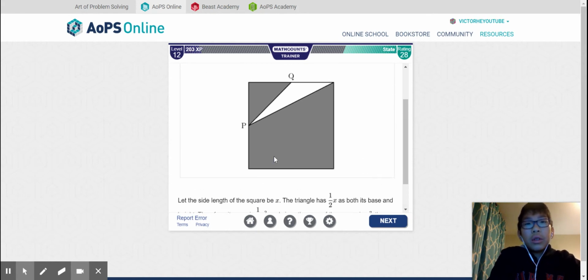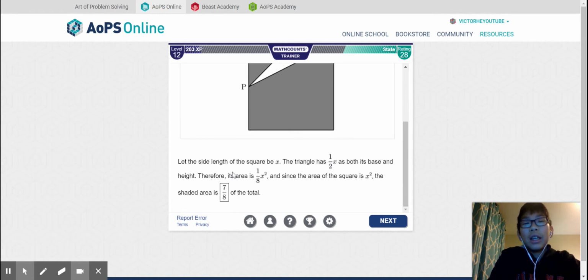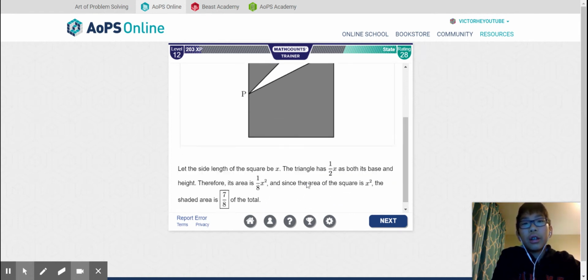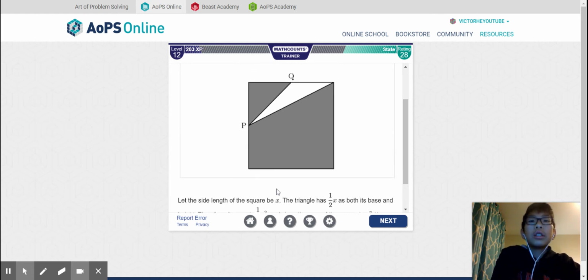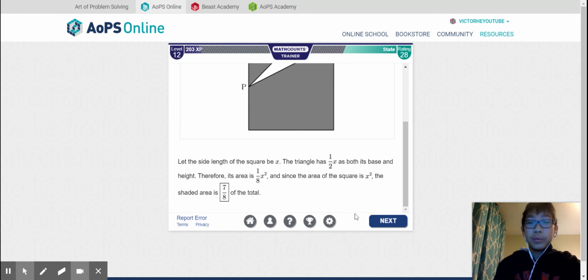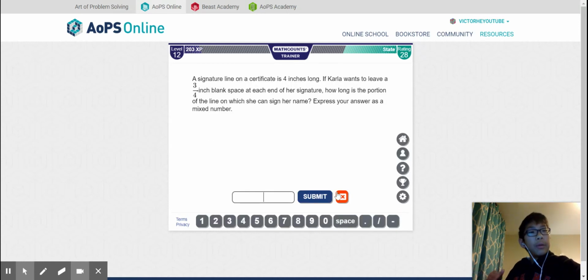So let the square be x. The triangle has 1/2 x as base and height, so therefore its area. Okay. Yeah, okay. So what they did was, I wasn't really sure if this height was 1/2, but I guess it was. The base was 1/2 of the side, and the height is 1/2 the side. So 1/2 times 1/2 over 2 is 1/8. So it's 1/8 of the area. So subtract it, the 7/8. But what I would recommend is saying that the side is like 10 or something easy to divide.